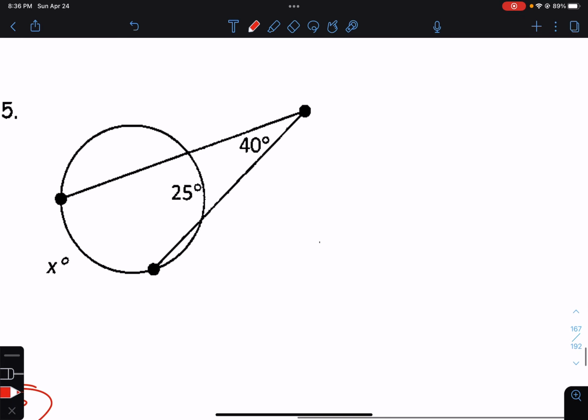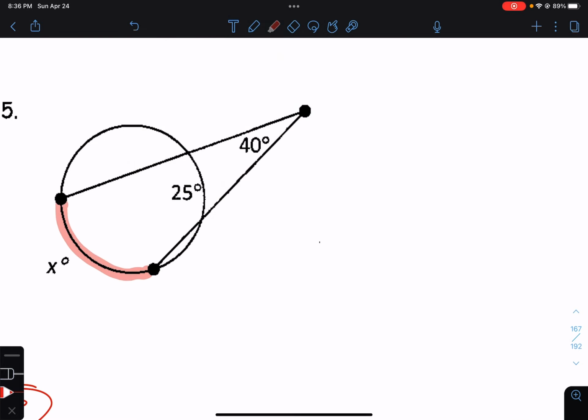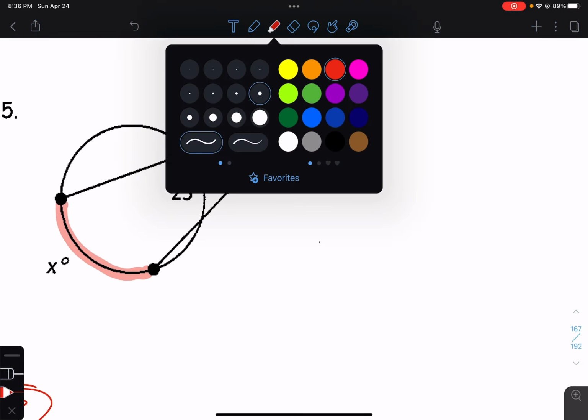All right. This one's basically the same exact thing. However, they gave us our angle, and now we have to find one of the arcs here. So we're going to have to do this guy minus this guy times 1/2 equals 40.